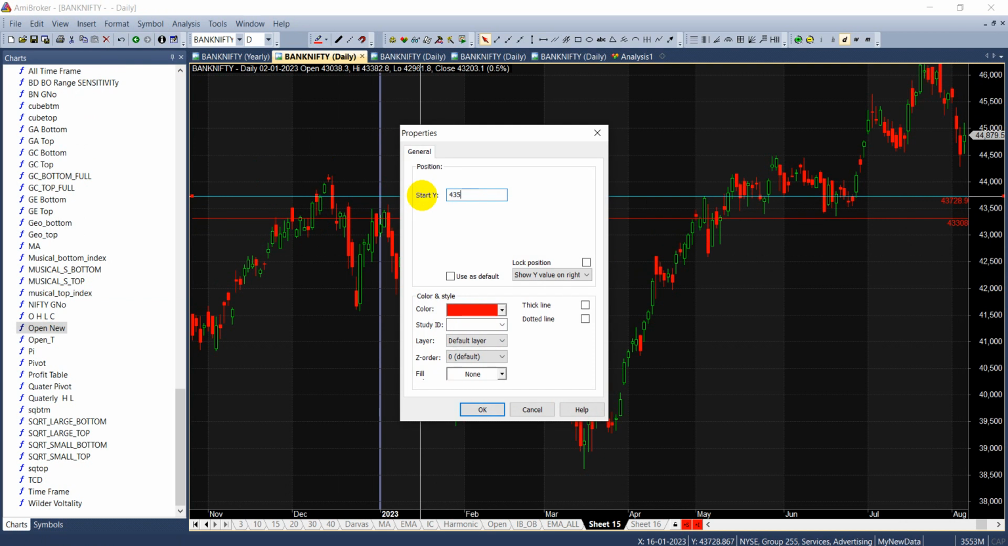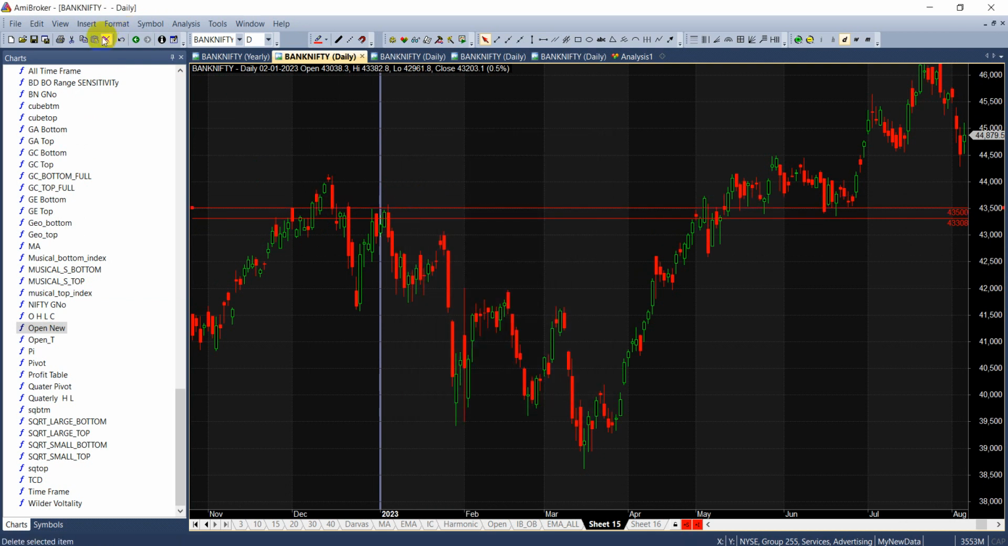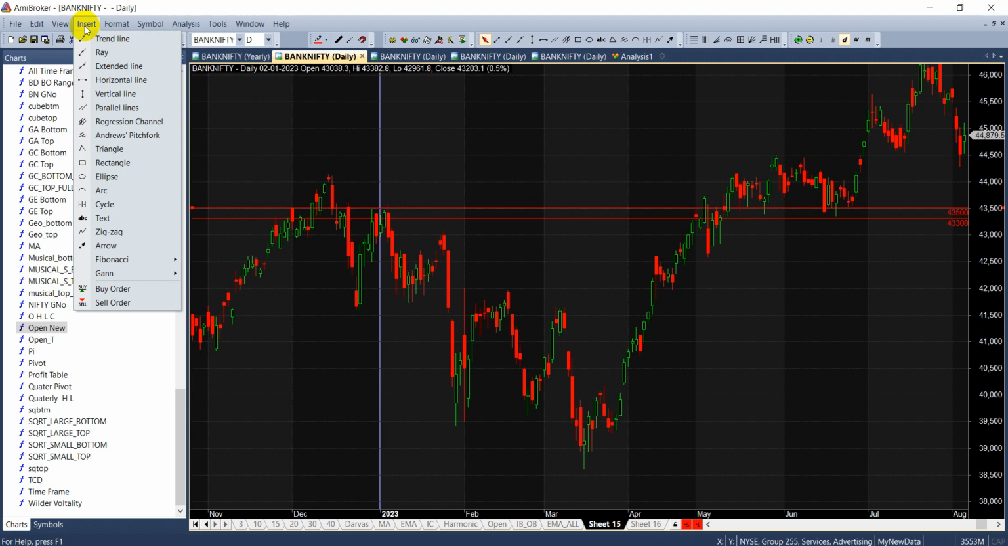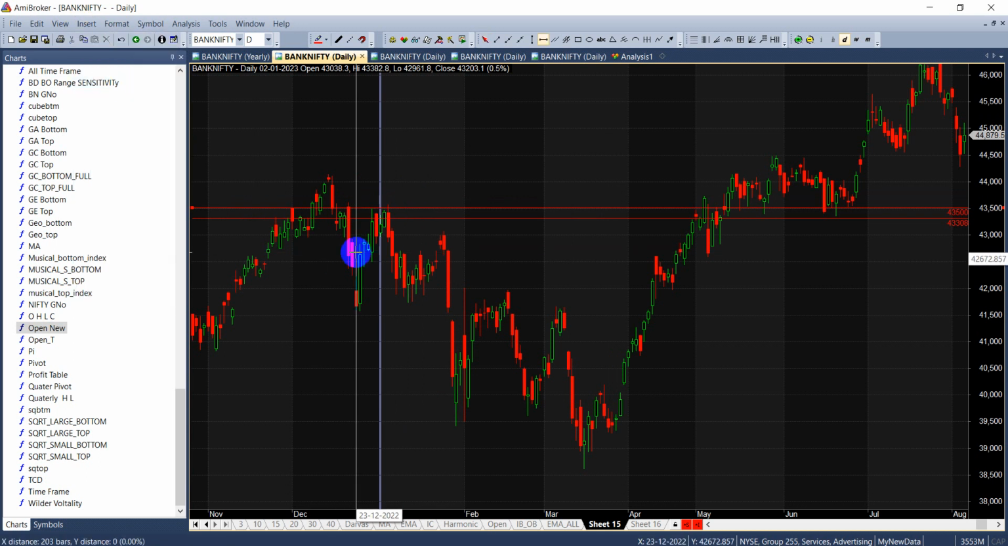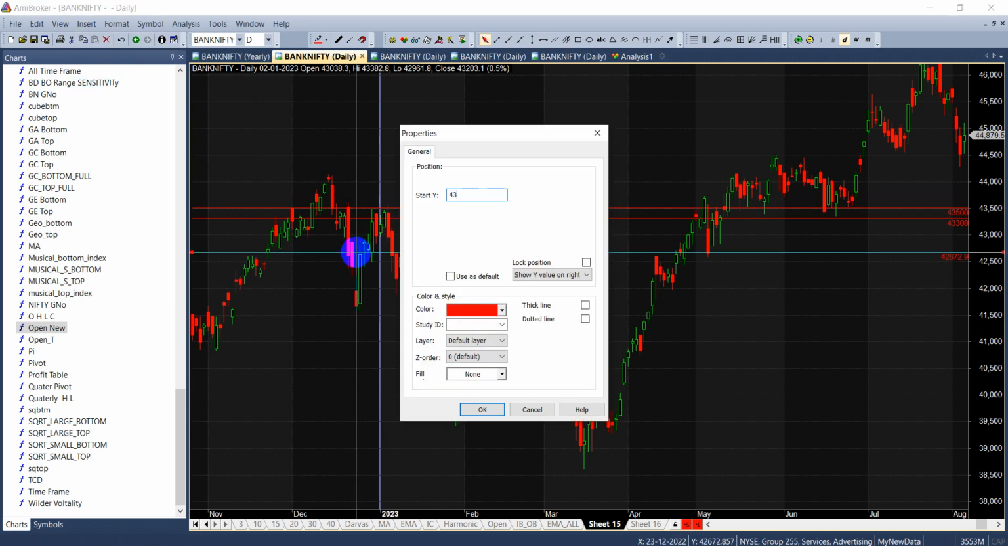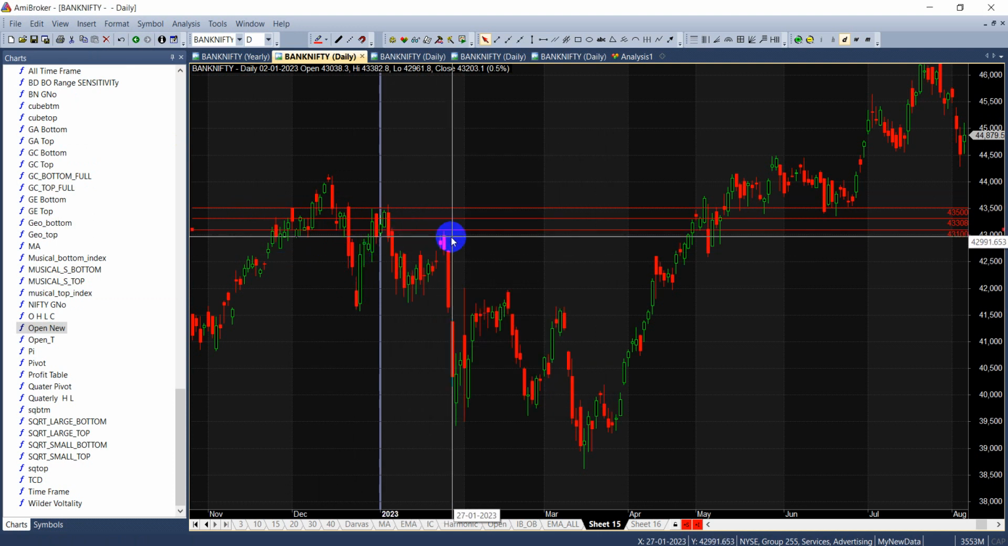You need to add some kind of filters. That is very important. If you don't add that filter, the whipsaws will increase to a larger extent. So 43500 and 43100. These are our buy and sell levels.